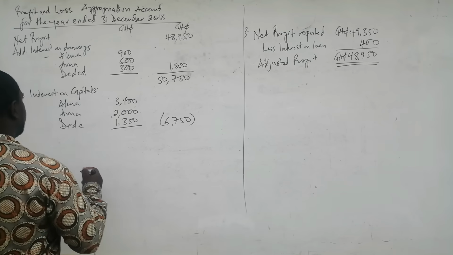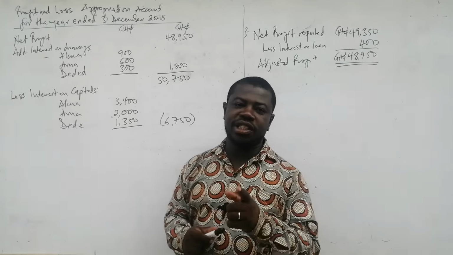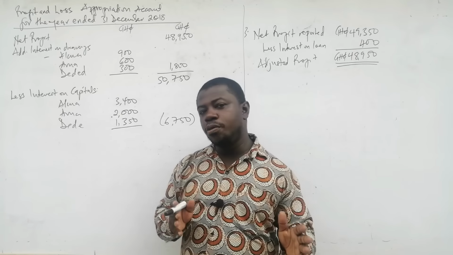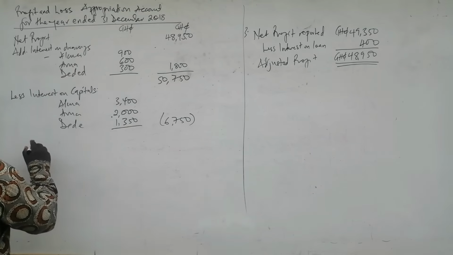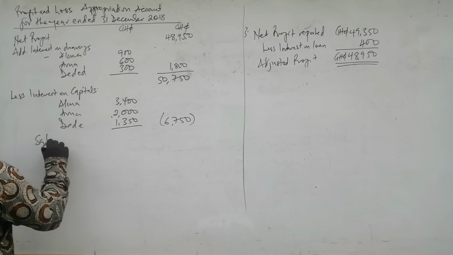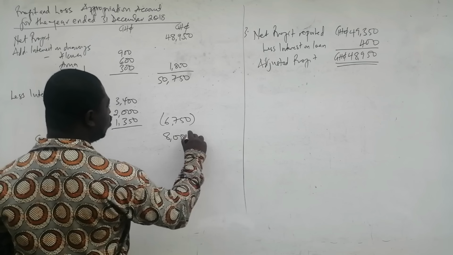And so, now take note, if the salary was given to you per month, you would have multiplied by 12. If it was given to you per week, you would have multiplied by 52. So you have to take note. This is per annum. And so partner's salary for Ama, 8,000, will also be subtracted.